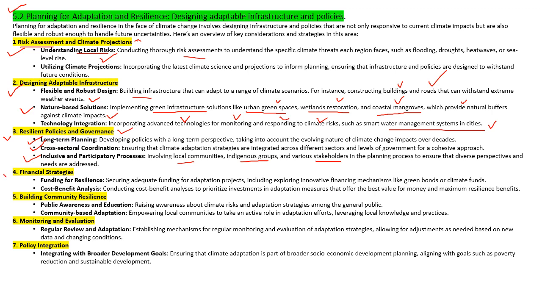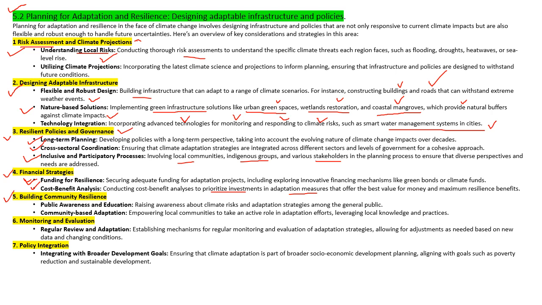What should be the financial strategies? There should be funding for resilience. Those who suffer more because of this climate change, there should be a fund for such types of communities. There should be a cost-benefit analysis also, like you have to prioritize your investment in adaptation measures, so you can invest the best.